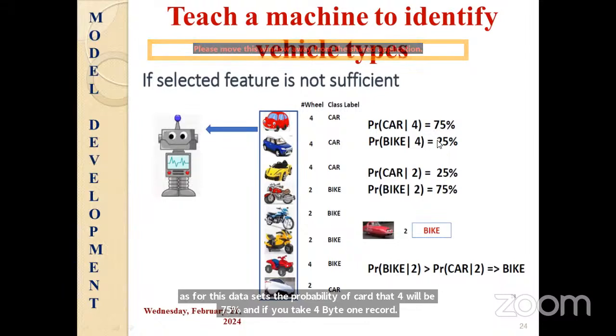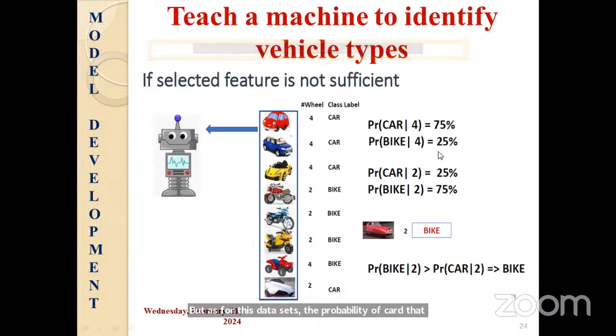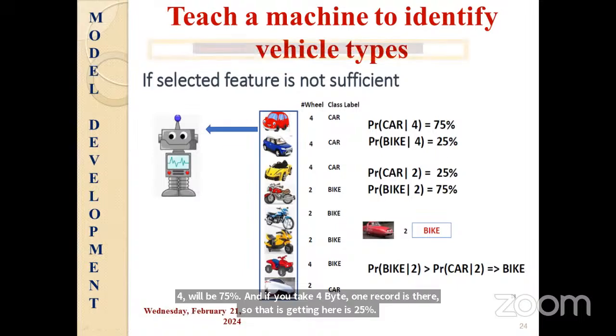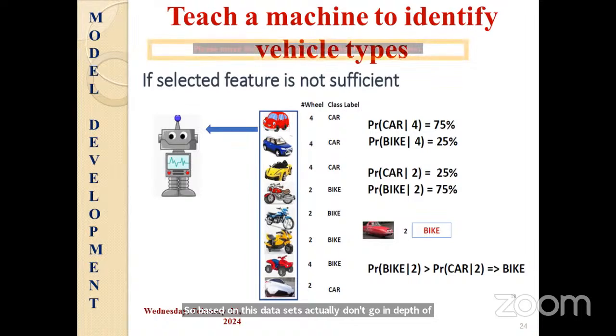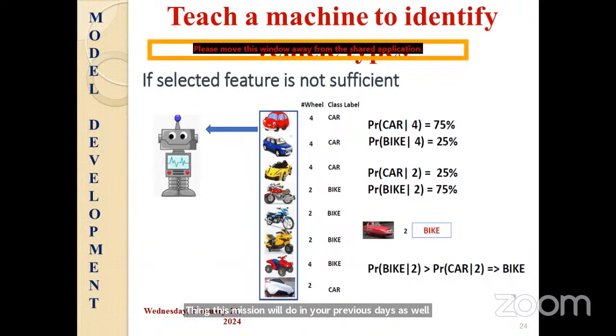So based on this data set, actually, we don't go in depth. What it actually means is the learning this machine will do, in your previous case as well as this case, depending upon the data you provide, the learning will happen. That is what I want to conclude, right?